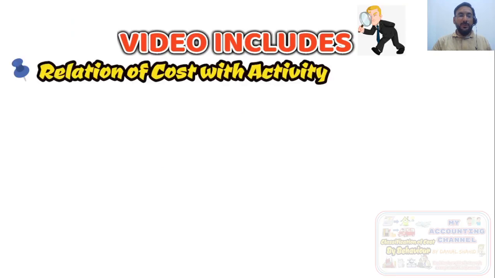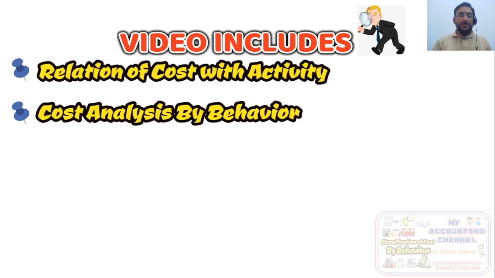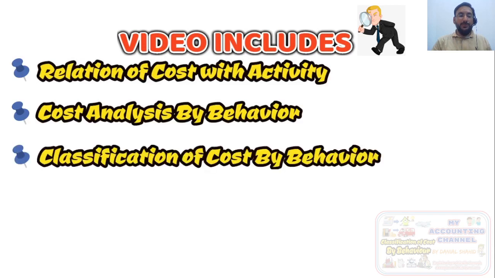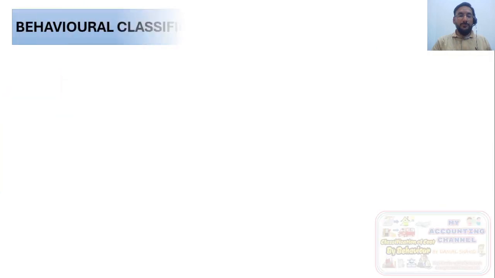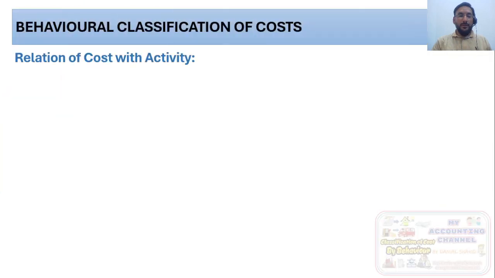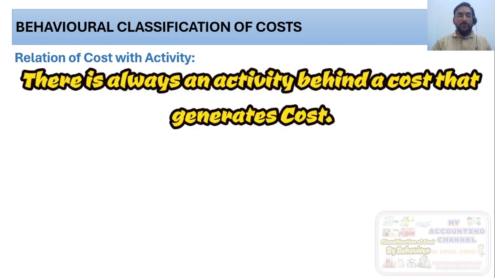Dear students, the video includes relation of cost with activity, cost analysis by behavior, and classification of cost by behavior. Let us start from the relation of cost with activity. The basic idea is that there is a relation of cost with an activity. Every cost is initiated by a particular activity. So there is always an activity behind a cost that generates cost.